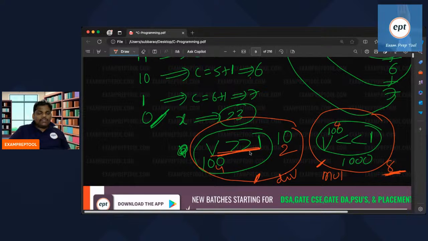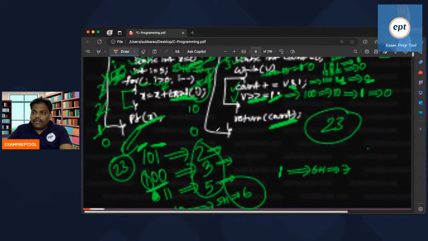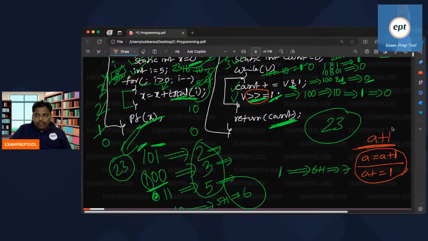There is no assignment. If you keep the assignment also like this, with the operator, then you have to assign. Remember everyone, A plus 1 is different, A is equal to A plus 1 is different, and A plus is equal to 1. Remember, these two are the same, but this is different.